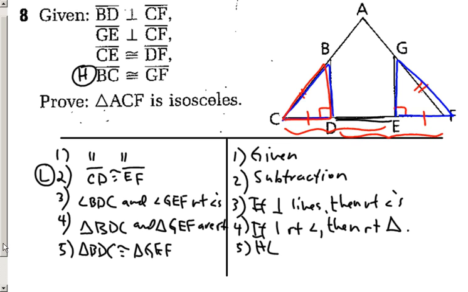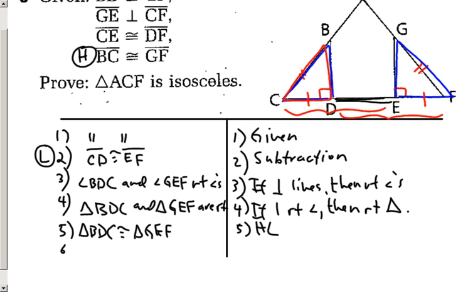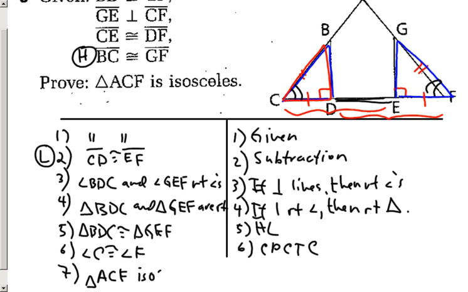All right, well, I'm not done. I still need to prove the big triangle is isosceles. So what I can do to do that, now that these triangles are congruent, is prove angle C is congruent to angle F. The reason being, corresponding parts of congruent triangles are congruent, CPCTC. And now I can say that the big triangle ACF is isosceles, right? Because if base angles are congruent, then it's an isosceles triangle.